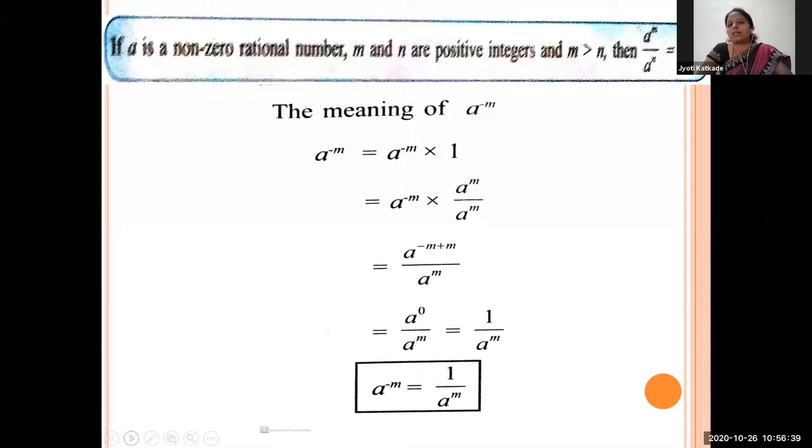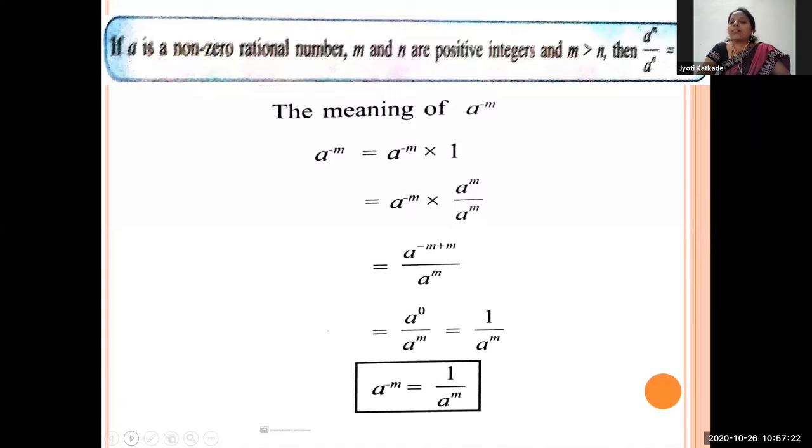Okay, so a raised to minus m into a raised to m: in this the base is the same, that is a. When the base is the same, then according to the multiplication law of indices, we get a raised to minus m plus m. Minus m plus m means we add the powers. A raised to minus m into a raised to m is equal to a raised to minus m plus m.